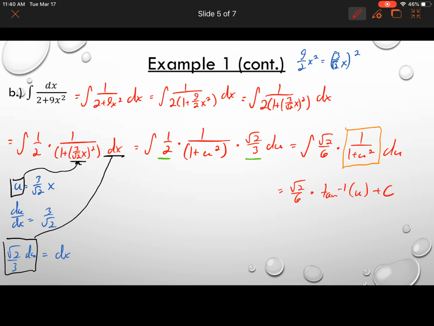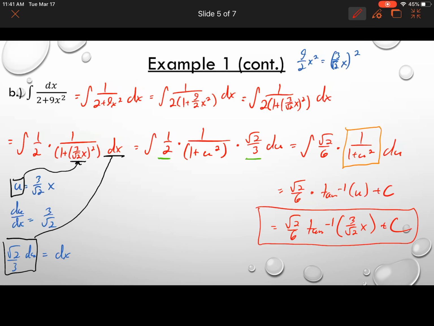And now we just plug in our u. So radical 2 over 6 tangent inverse of 3 over radical 2 x plus c. That would be our final answer. It looks a little bit messy, but that would be the final answer. You could quickly do the math to figure it out, but it does work.